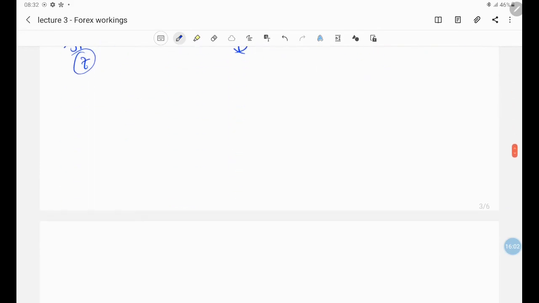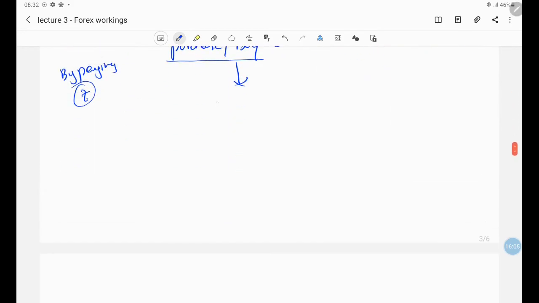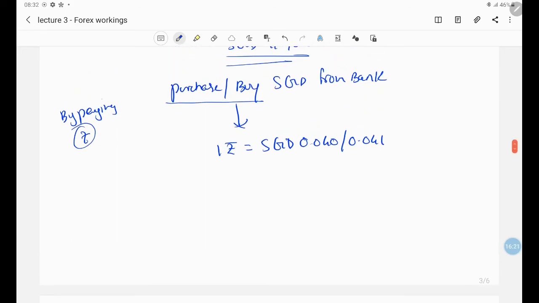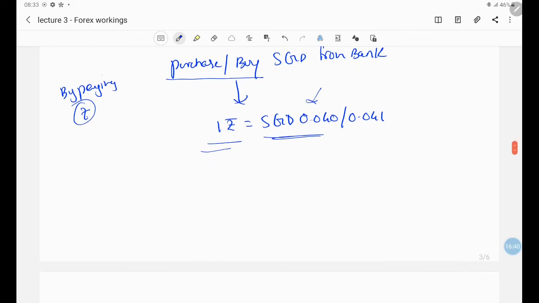I'll write it here. So 1 rupee equal to the Singapore dollar, they have given 0.040 or 0.041. So since we are paying rupee, you have to see from the point of view of the banker, we are paying rupee, so the bank will be buying rupee, because we are giving rupee. So at what rate will the bank be buying rupee? The bank will be buying rupee at the bid rate, which is SGD 0.040, right?